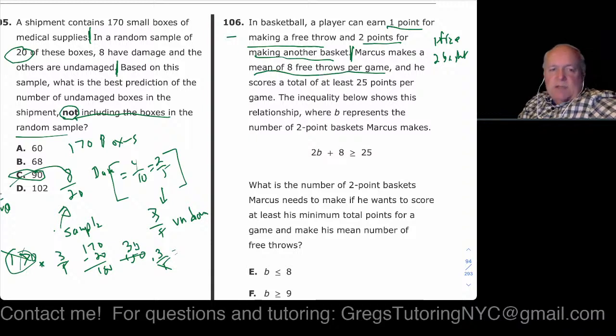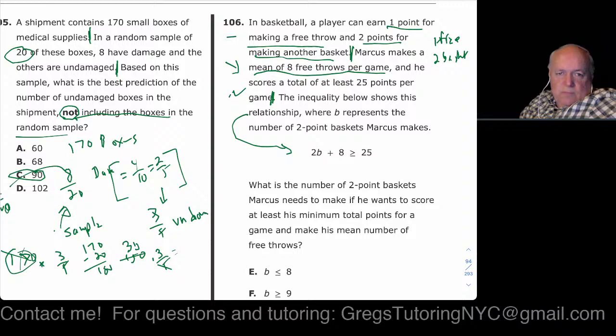His arithmetic average per game is he does 8 free throws. And he scores at least 25 points per game. Okay, sounds like a reasonable player. The inequality below shows this relationship. Oh, yippee-yi-yay, they're going to show it to us, right? So let's try to figure that out before we continue. 2B, where is that coming from? It told us that it was 2 points per basket. That's what I wrote over here.